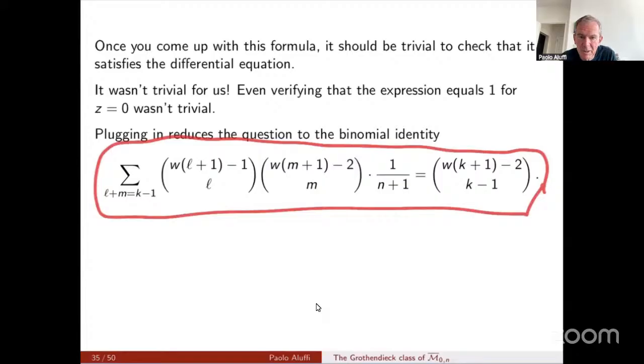And good luck with that. I mean, you run into a combinatorial expression, you can ask Maple whether it is true, and it tells you, sure, for the first 1,000 cases, it is true. That's not a proof, right? How do you prove this?